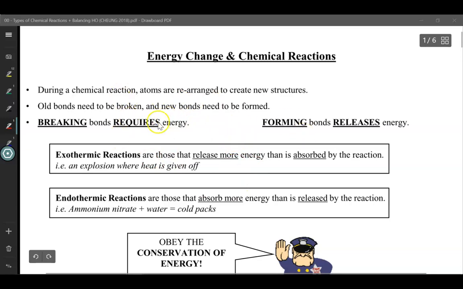So it's like a business. Every business must spend money to make money. But if you spend more money than you make, it's not a good business. Versus if you make more money than you spend, now it's profitable.